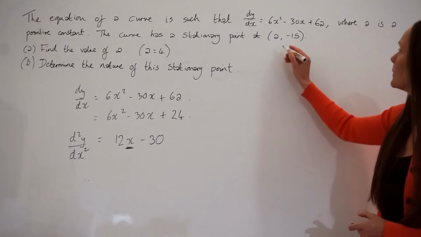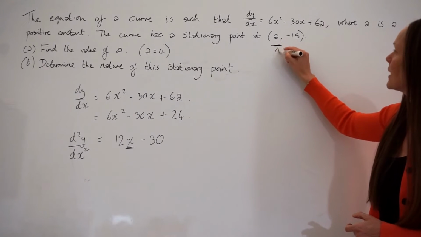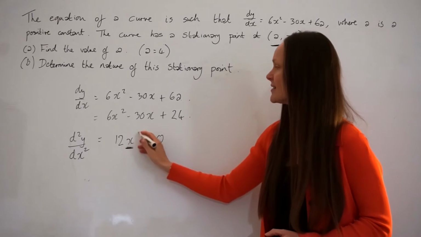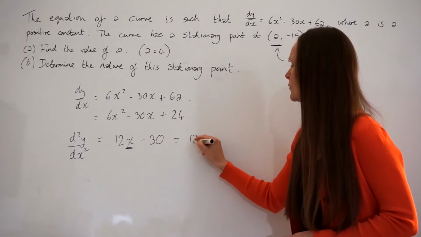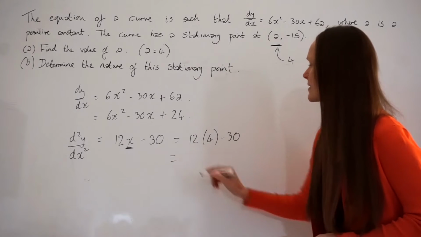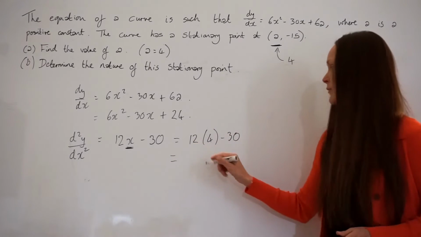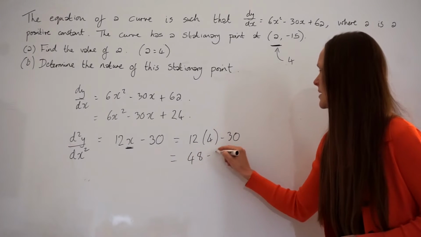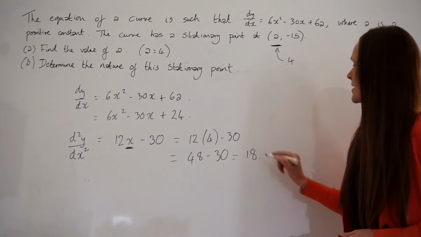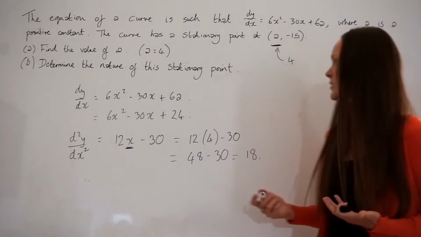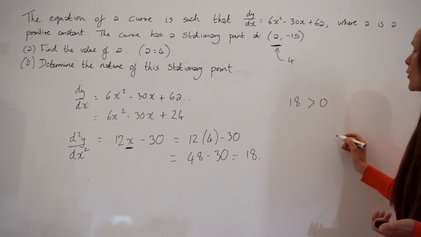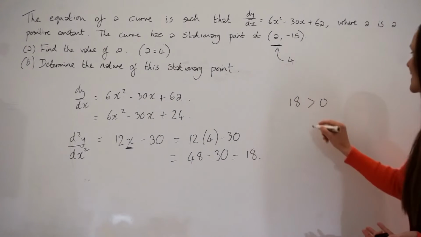Remember, we worked this out earlier. It was the value of a, which was positive 4. So we're going to replace this x value with positive 4. Now if I calculate that, 12 multiplied by 4 is 48, and 48 take away 30 is 18. Because 18 is positive, so 18 is greater than 0, we know that this stationary point is a minimum.